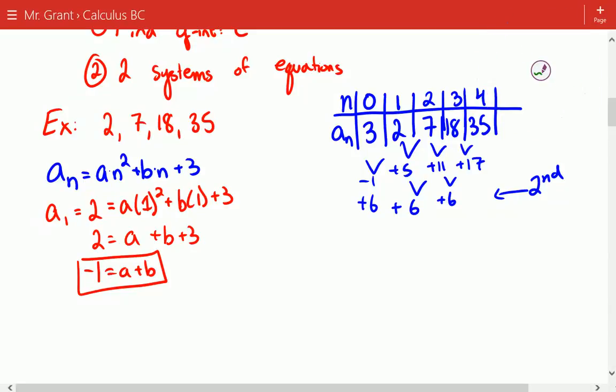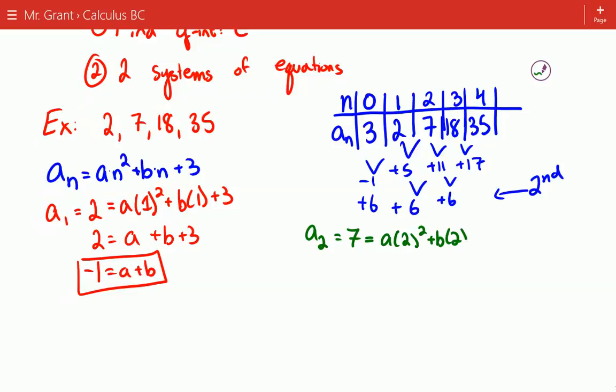Then let's go ahead and take a look at a sub 2. A sub 2 tells us when we plug 2 into the equation, we should get 7 out. So 7 has to be equal to a times 2 squared plus b times 2 plus 3. So we get 7 equals, let's see, this is going to be 4a plus 2b plus 3. We can subtract 3 and get 4 equals 4a plus 2b.